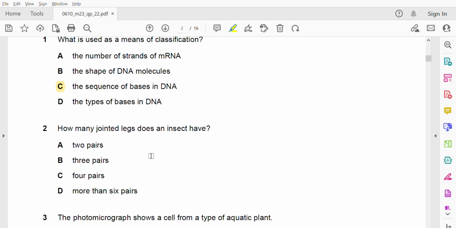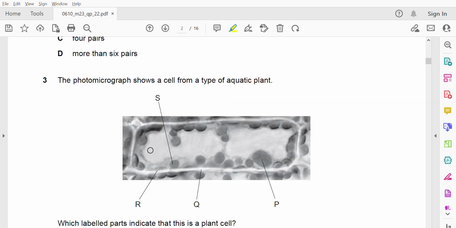Question number 2. How many jointed legs does an insect have? Now, this is something you should know and learn for arthropods, for every type of arthropod. So for insects, it's B, 3. Now let's come to question number 3.